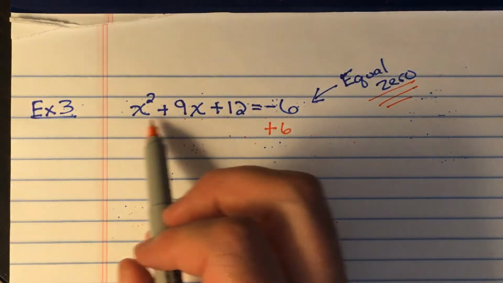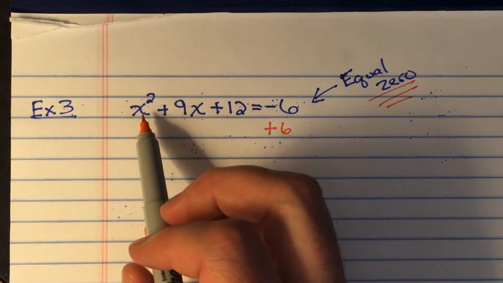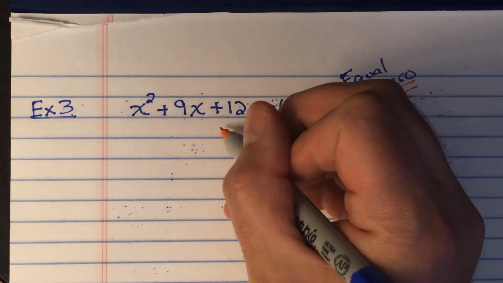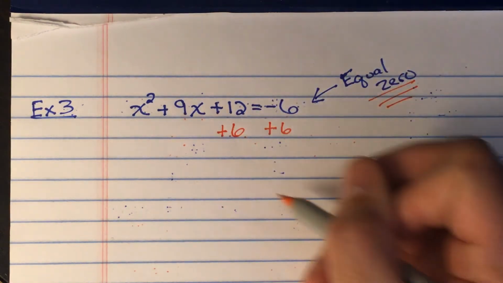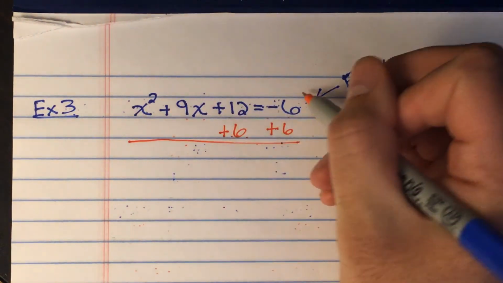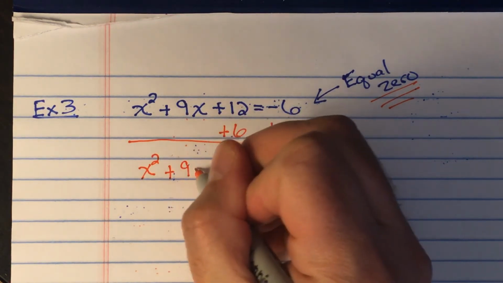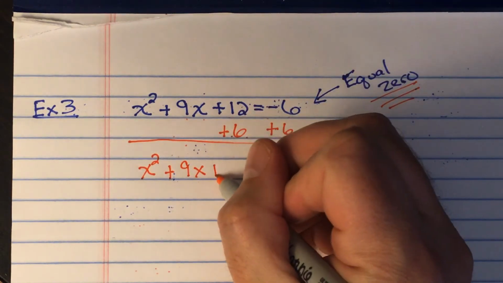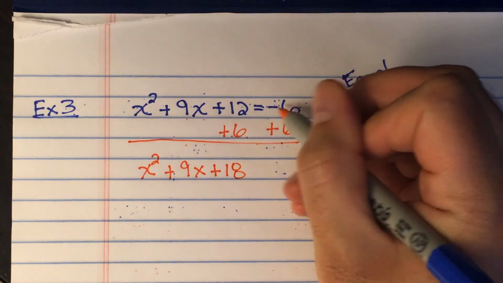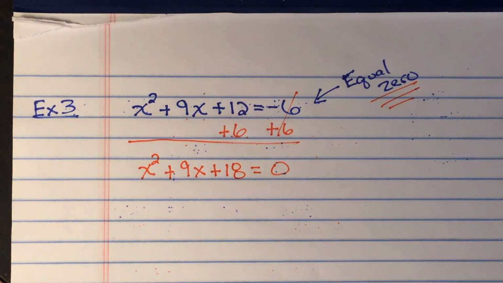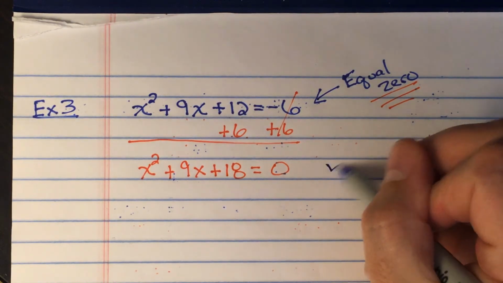Now, when I go to add 6, I have to add it to its like term, so it's not like an x squared, it's not like a 9x. A 6 is just a regular constant, so I'm going to add it to the 12, which is also a constant. And now I'm going to rewrite my equation. I have x squared plus 9x, 12 plus 6 is 18, and -6 and 6 cancel out. So now my right side equals 0. That's really, really good. That's what I wanted.